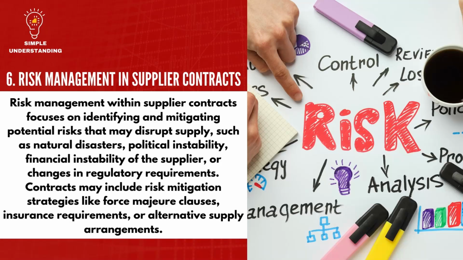6. Risk management in supplier contracts. Explanation. Risk management within supplier contracts focuses on identifying and mitigating potential risks that may disrupt supply, such as natural disasters, political instability, financial instability of the supplier, or changes in regulatory requirements. Contracts may include risk mitigation strategies like force majeure clauses, insurance requirements, or alternative supply arrangements.